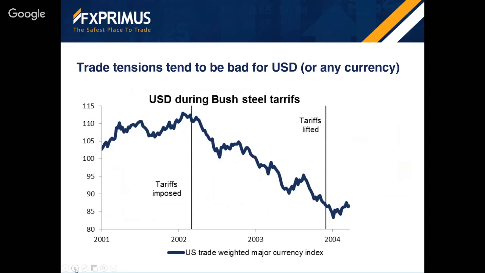And Trump is going to start trade wars. What happens to the dollar during trade wars? Well, we do have a situation in 2002 when President Bush imposed tariffs on foreign steel. Pretty much right when that happened, the dollar started falling. This is the US trade weighted index against major currencies. Shortly after they lifted the tariffs, the dollar started recovering. So it's pretty clear that trade wars work against the dollar.